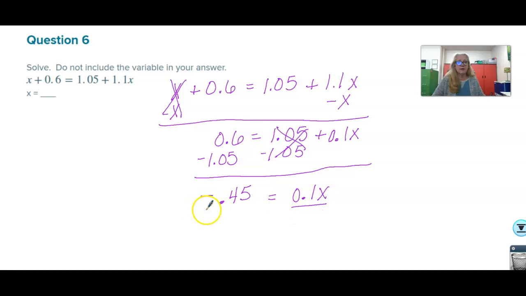Last step is to divide both sides by the coefficient of the x, or the number that's in front of the x, or whatever letter you happen to be using. 0.1, okay? So we have -0.45 divided by 0.1, and we've seen before that just moves the decimal one place to the left. So we get negative 4.5 equals x, because of course those will cancel out. Okay. So that is very similar to what the quiz is going to be like tomorrow.